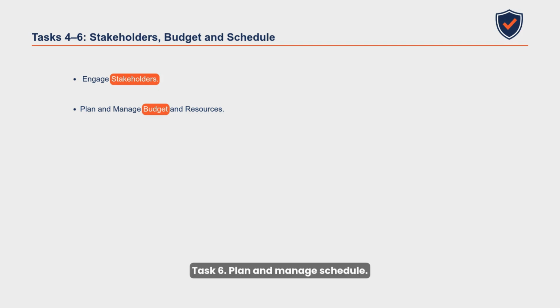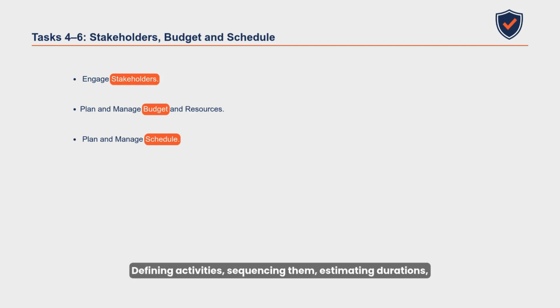Task 6. Plan and manage schedule. Defining activities, sequencing them, estimating durations, developing the schedule, and controlling it throughout execution. Critical path method and schedule compression techniques are tested here.